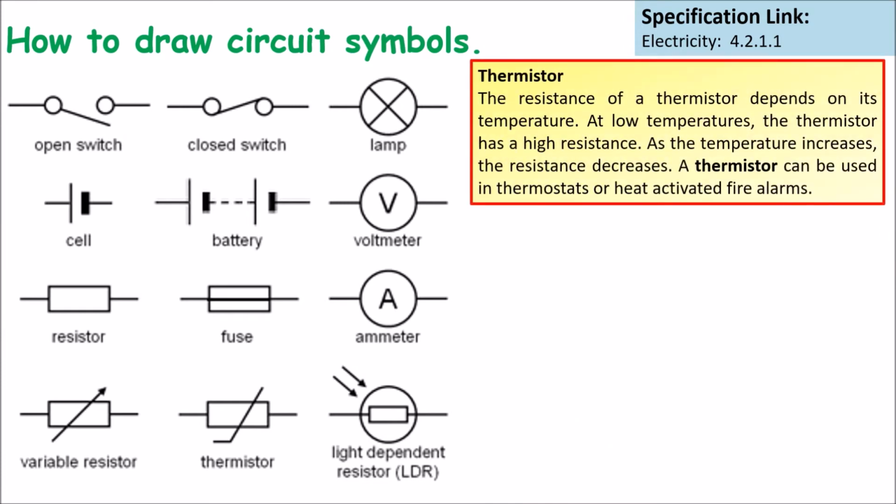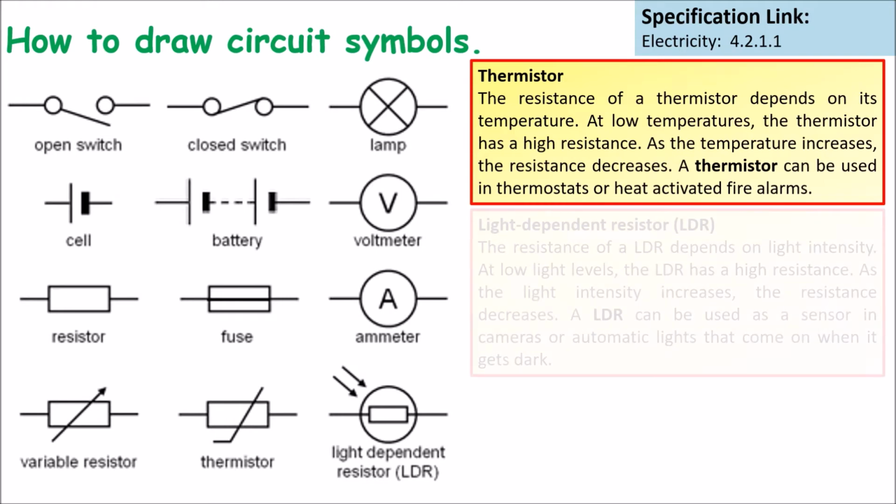A thermistor is used to control things with heat, so the resistance of a thermistor depends on its temperature. So at low temperatures, the thermistor has a high resistance. As the temperature increases, that resistance decreases.